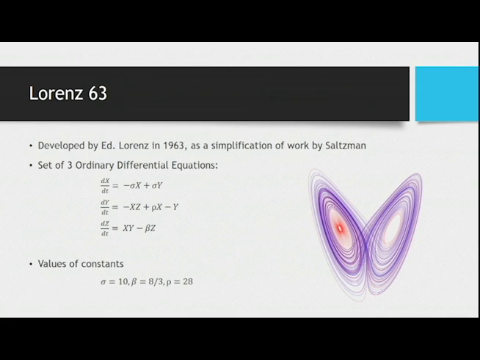So here is one of the simplest sets of equations, just three ordinary differential equations, but they're coupled and they're nonlinear because you see in two of the equations an x times z and an x times y. And so we have three unknowns, x, y, and z in these equations.